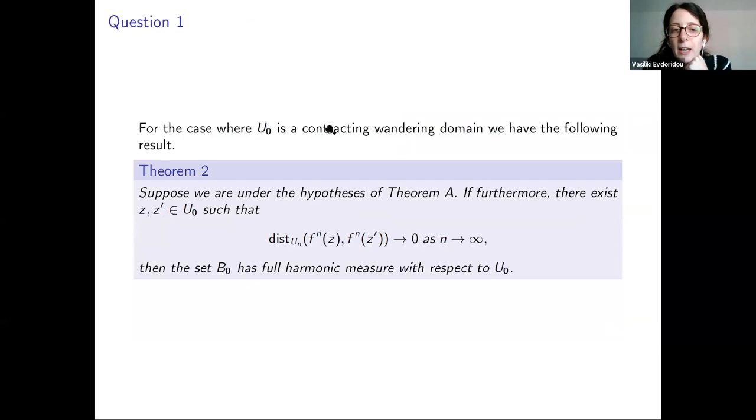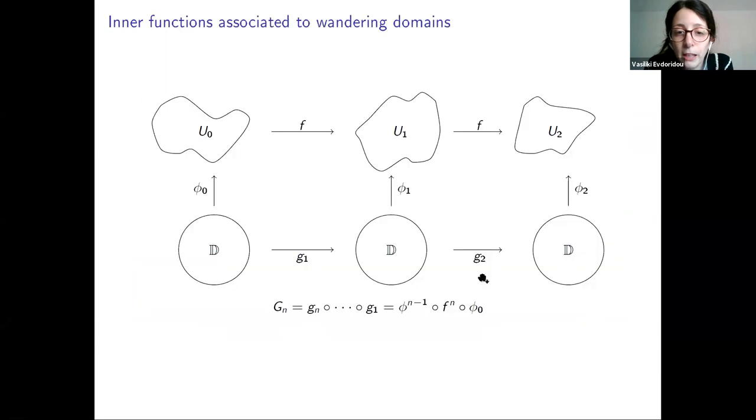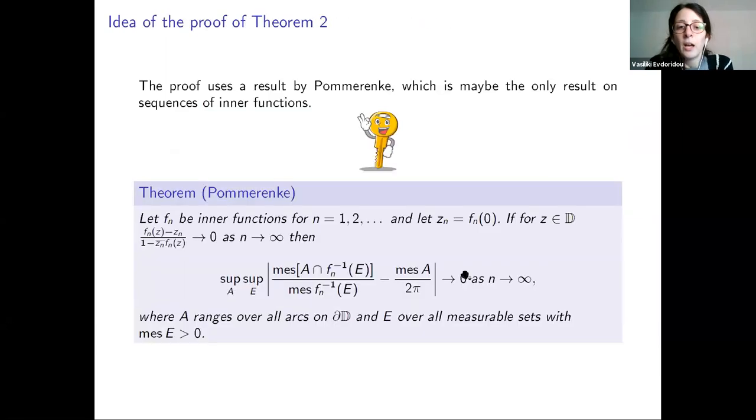Theorem two had the same assumptions as theorem one. But on top of that, we required that our wandering domain is contracting, so it has this property on the hyperbolic distance. And this is precisely because we are going to apply Pommerenke's theorem and we want to have the hyperbolic distance tending to zero. Okay, let me go back.